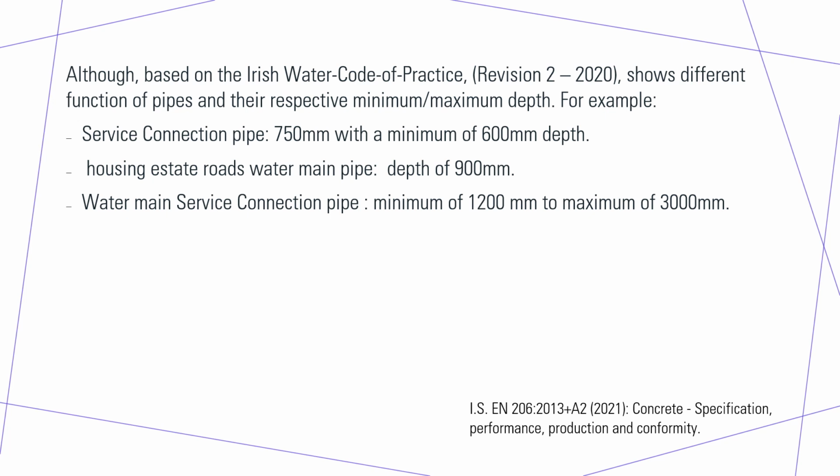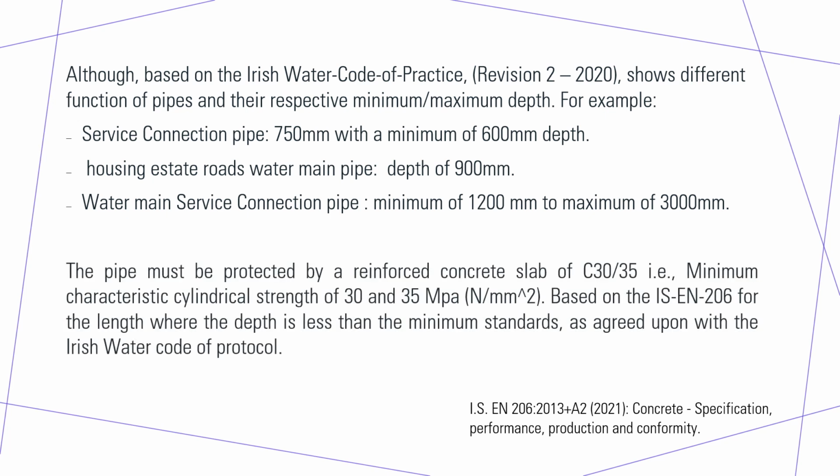But for a more realistic approach, the pipe must be protected by a reinforced concrete slab of C30/C35, which is the minimum characteristic cylindrical strength of 30 and 35 megapascals, which is based on the IS EN 206 Irish standards, where the depth is less than the minimum standards, as agreed upon with the Irish Water Code of Practice. As you can see, here is also the reference source here.